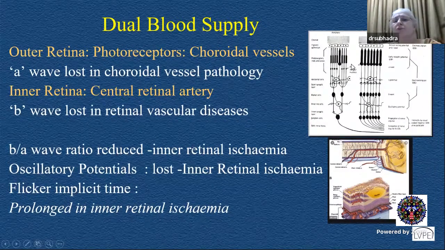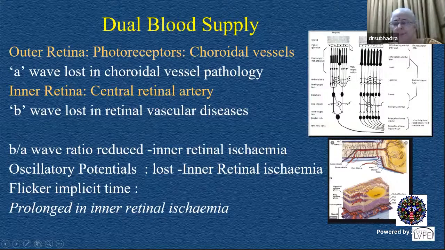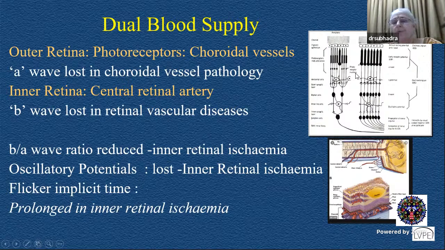Because of this dual blood supply, our electrophysiology will show either damage to the photoreceptors, which means the A wave will be affected, or damage to the inner retina, which means that only the B wave will be affected. Of course, the B wave will be affected only if the photoreceptors were normal, and we can study that the A wave was normal, but the B wave is absent.